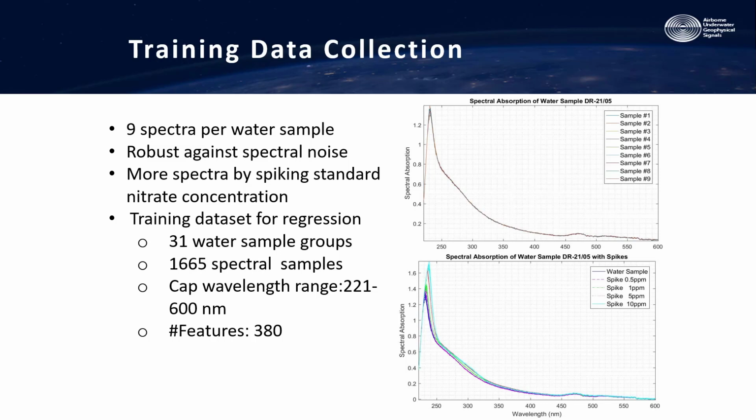The image at lower right corner shows the spectral absorption curve for one of the sample groups. In total, our training dataset consists of 31 water sample groups collected from Detroit River and 1665 spectral samples. Although the spectrometer can capture a wider range of regions, we kept our training data to be within 221 to 600 nanometers, as there is excessive noise beyond this range.